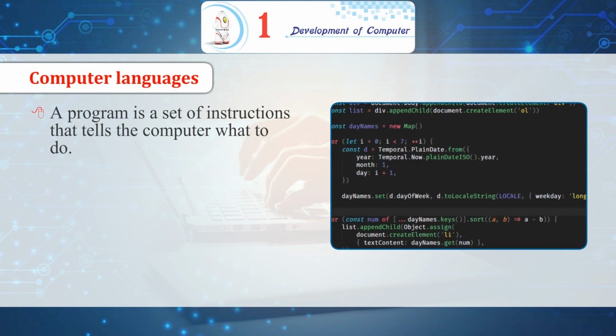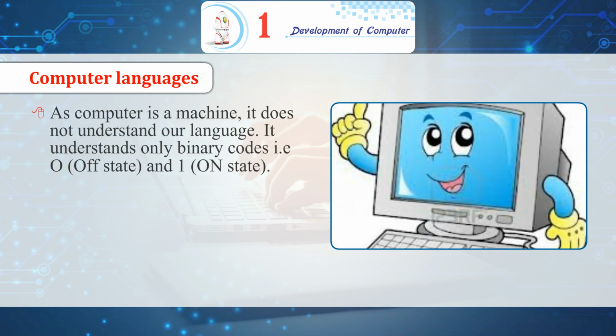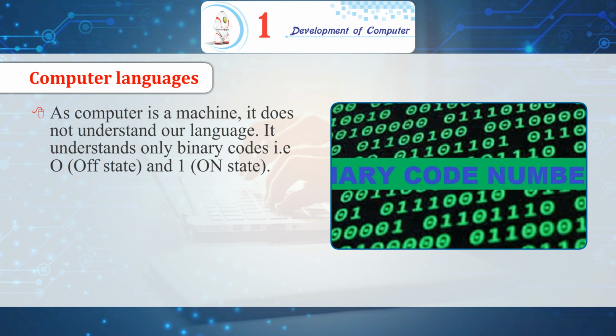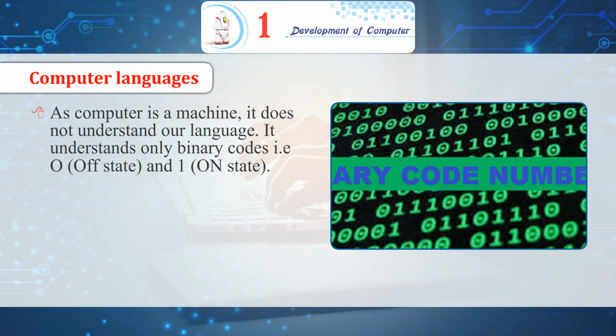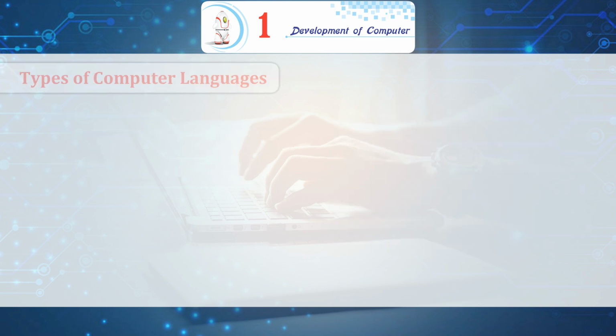A program is a set of instructions that tells the computer what to do. As computer is a machine, it does not understand our language. It understands only binary codes, that is 0, off state, and 1, on state.